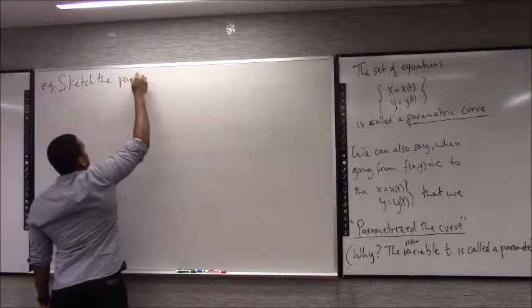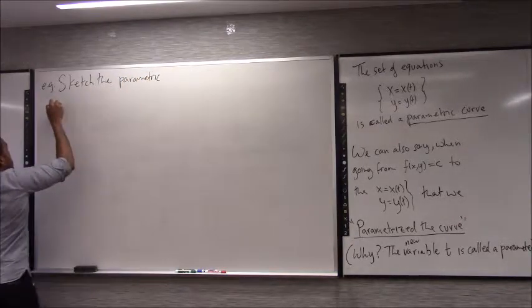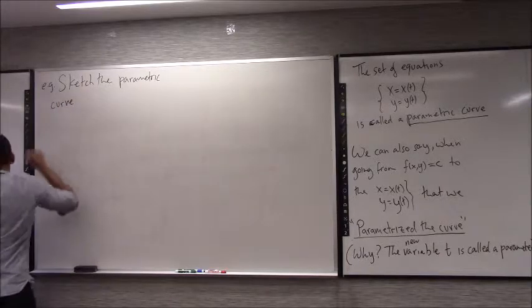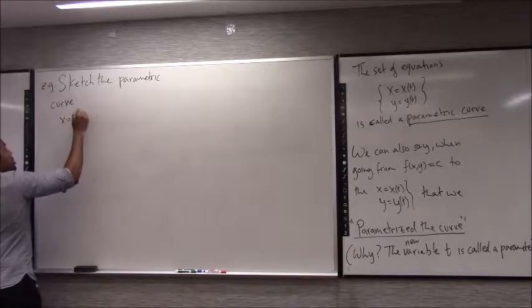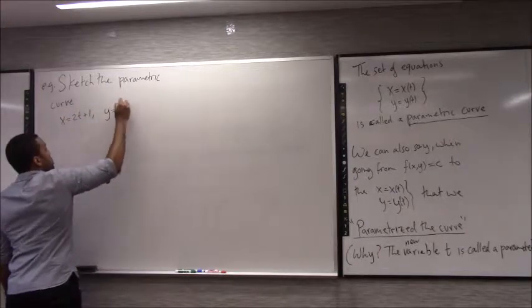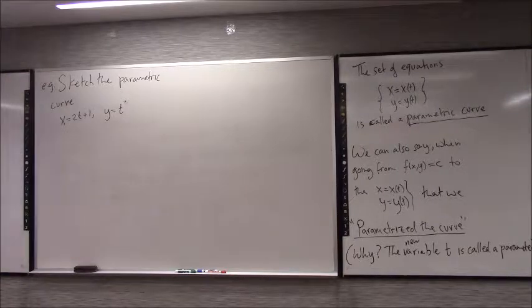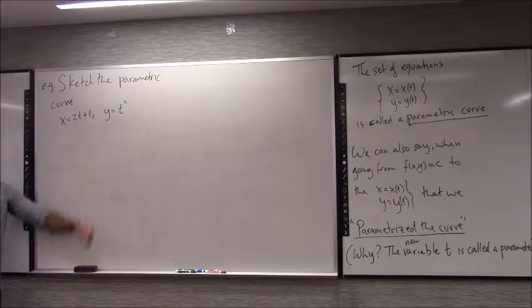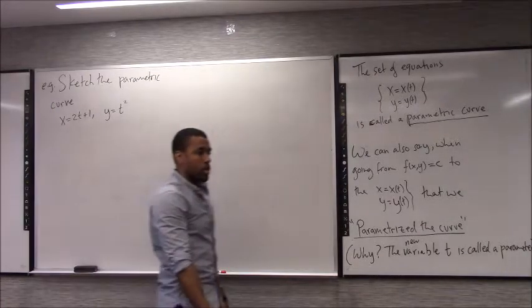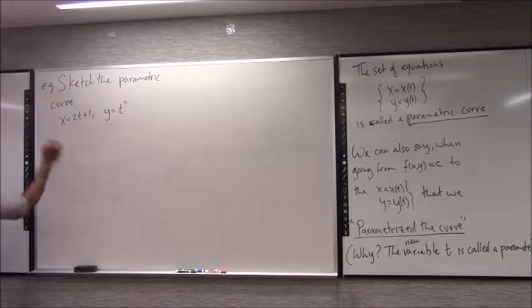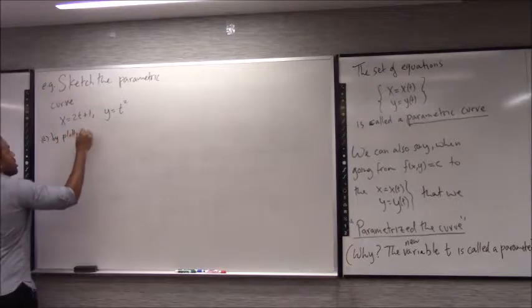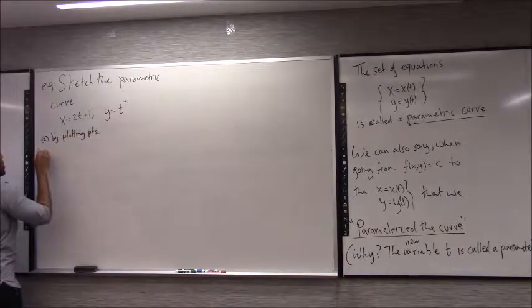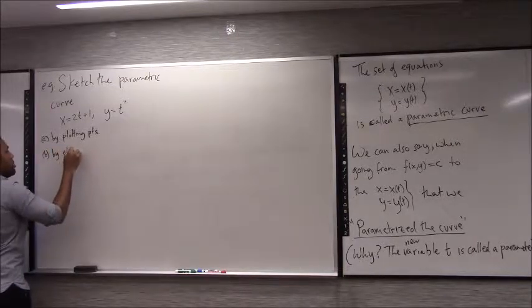Sketch the parametric curve. Let's say I gave you a curve, x equals 2t plus 1, y equals t squared. So this is a curve in which the x-coordinate is behaving like this line, while simultaneously the y-coordinate is behaving like that parabola. A, by plotting points. B, by eliminating the parameter.